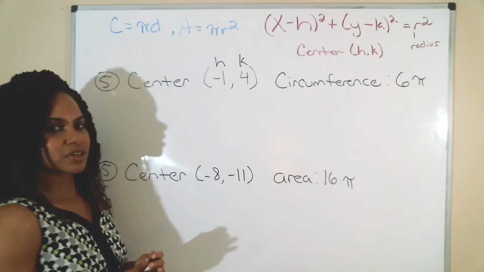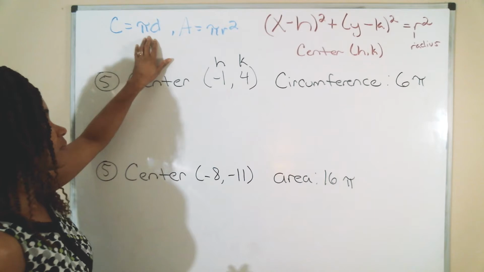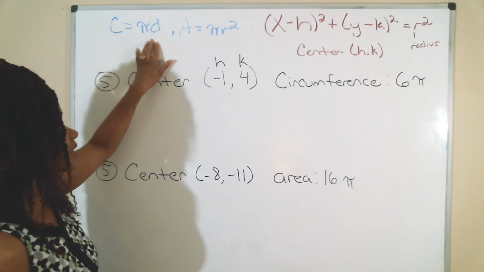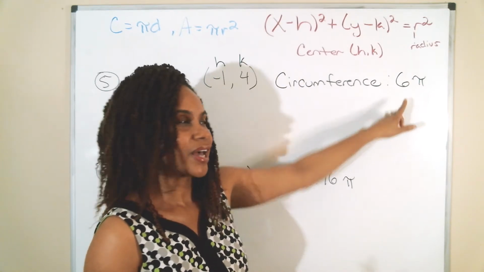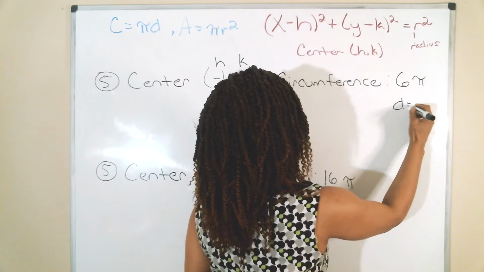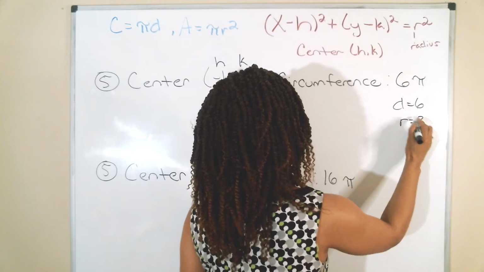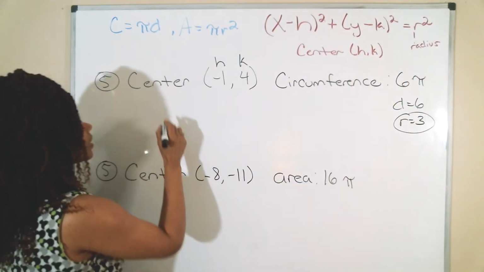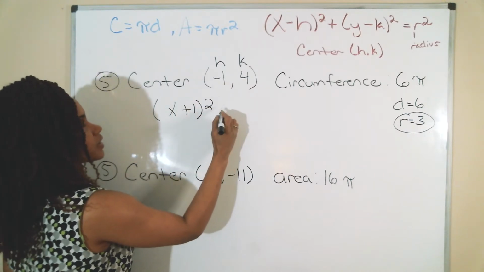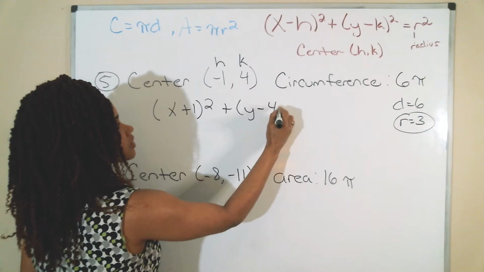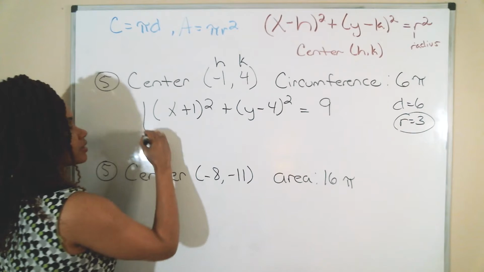So remember, the formula for circumference of a circle is 2 pi r, or pi times d. So if the circumference is pi times d, we already have a pi here, so that would mean that 6 is d, or our diameter. So if our diameter is 6, our radius would be 3. And so we would just plug it in. All right, x, that double negative, is plus 1 squared plus y minus 4 squared. My radius is 3, so 3 squared is 9.